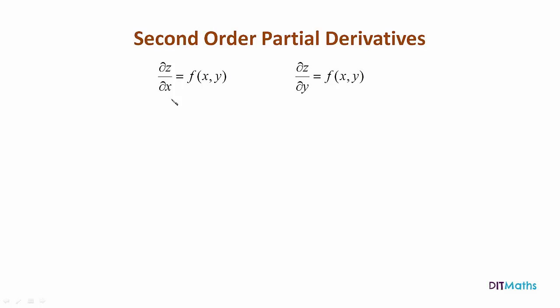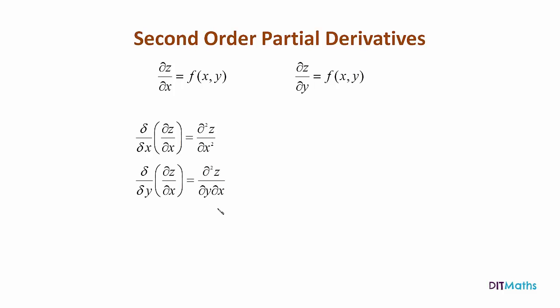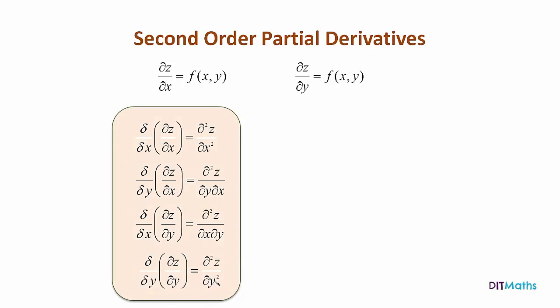So if we take the first partial derivative dz dx and differentiate this function with respect to x, keeping y constant, we get d2z dx squared. If we take this function and differentiate with respect to y, keeping x constant, we get d2z dy dx. Now similarly, if we take the second partial derivative dz dy and differentiate this with respect to x, keeping y constant, we get d2z dx dy. And if we differentiate it with respect to y, keeping x constant, we get d2z dy squared.